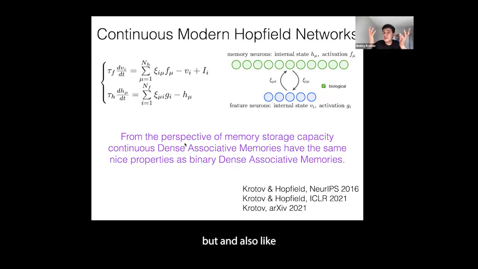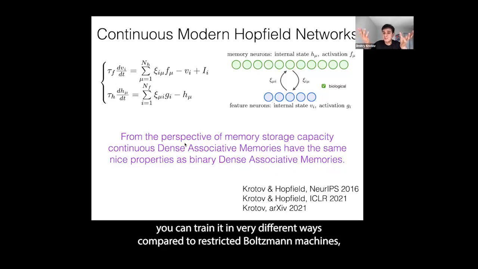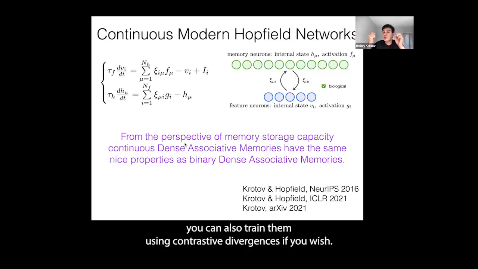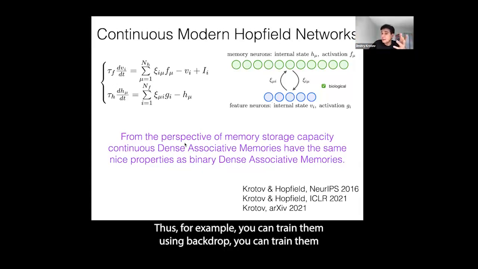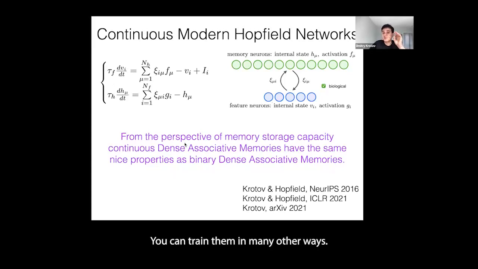And also, you can train it in very different ways compared to restricted Boltzmann machines. You can also train them using contrastive divergence if you wish. But for example, you can train them using backprop. You can train them using self-supervised learning. You can train them in many other ways.